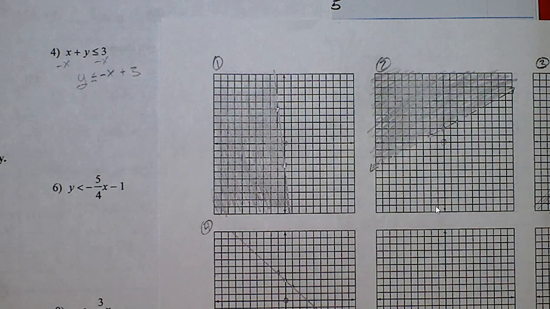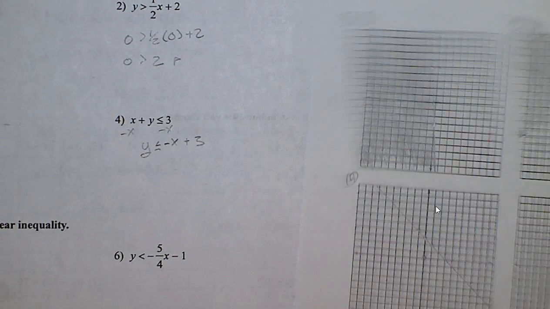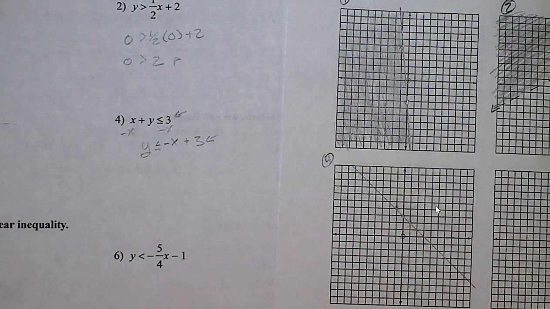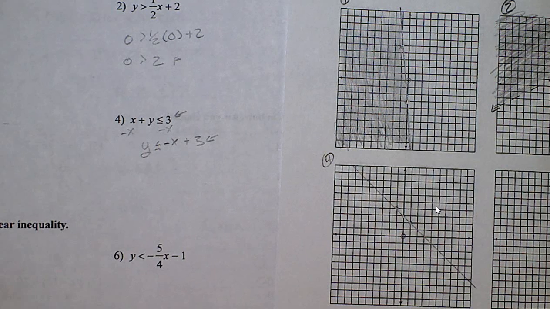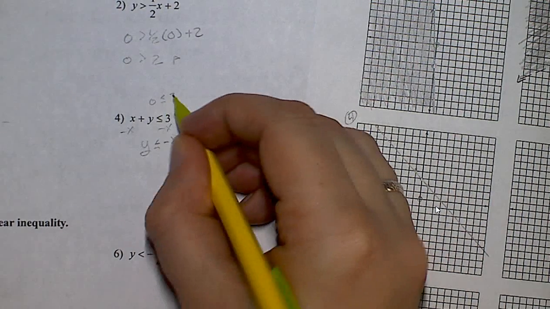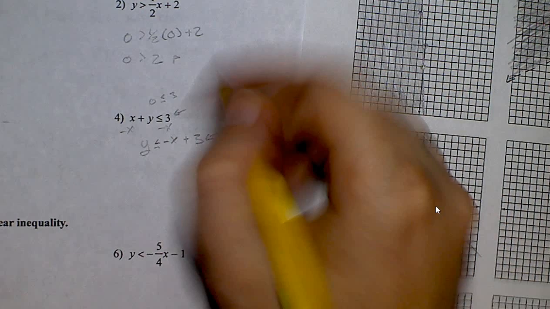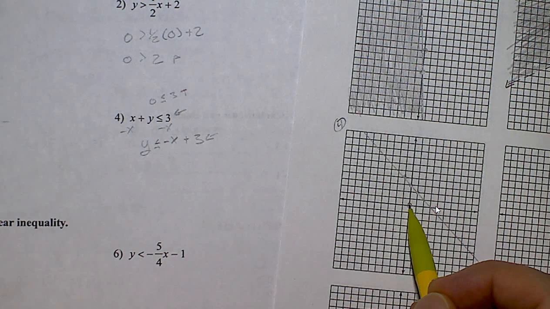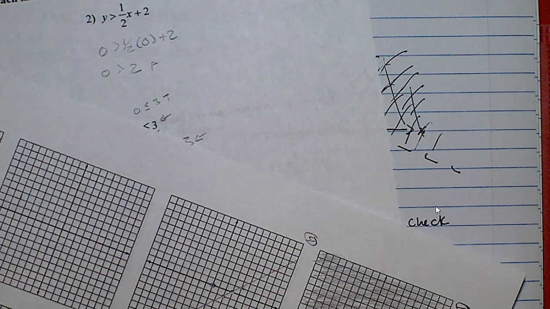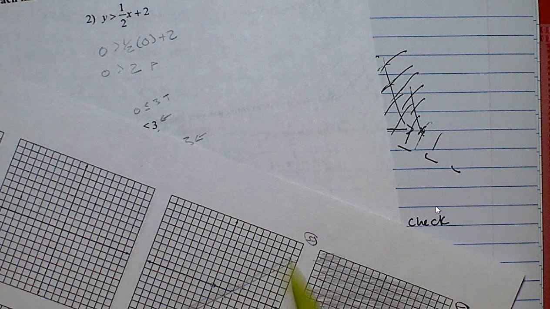Michael, can I use 0, 0 to check? Now when you use 0, 0, you can use it in this equation or the one that we started with. It doesn't matter. What's easier? The first one, because if you're just doing 0 plus 0, that's 0. So is 0 less than or equal to 3, true or false? True. So if it's true, then we shade where 0 is, which is down here. So that's the first 4.